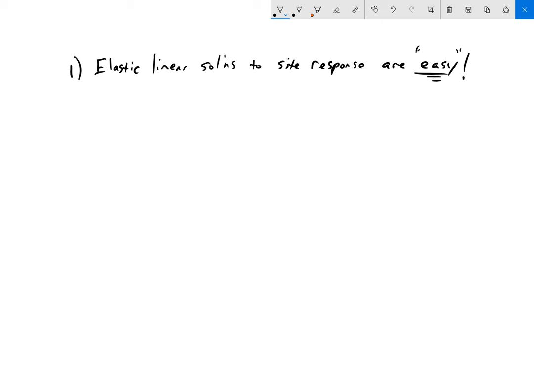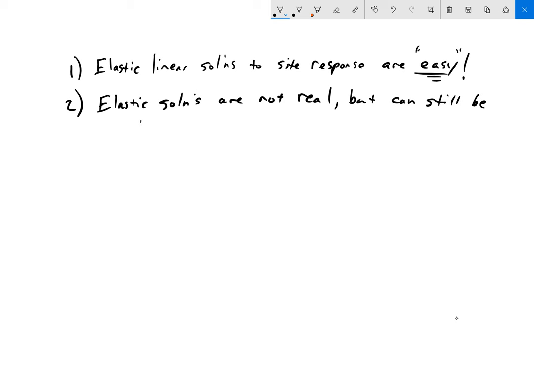Elastic solutions are not real, but can still be useful. The biggest benefit to elastic solutions, folks, is that they're quick and they're stable. I've performed many site response analyses, and when trying to use nonlinear methods, we get stuff that just doesn't make sense, or it doesn't converge to a solution.